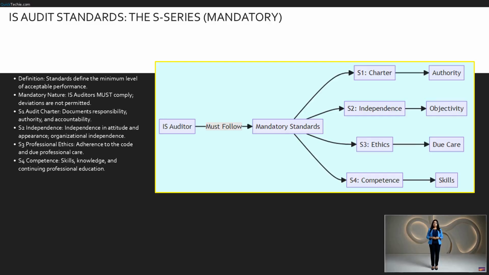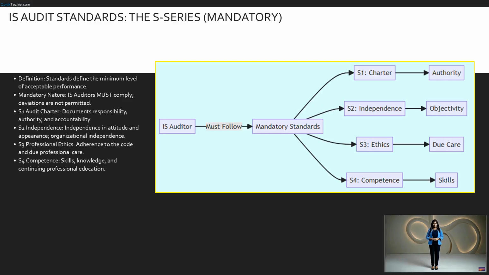Now we move to the standards, often referred to as the S series. These define the minimum acceptable performance for an auditor. These are mandatory. You cannot choose to ignore them. Standard S1, the Audit Charter, requires a document that formally defines your authority and responsibility. Standard S2 covers independence. You must be independent in both attitude and appearance from the area you are auditing. Standard S3 reinforces the Code of Ethics we just discussed. And S4, competence, mandates that you have the skills necessary for the assignment and that you maintain them through continuing education.